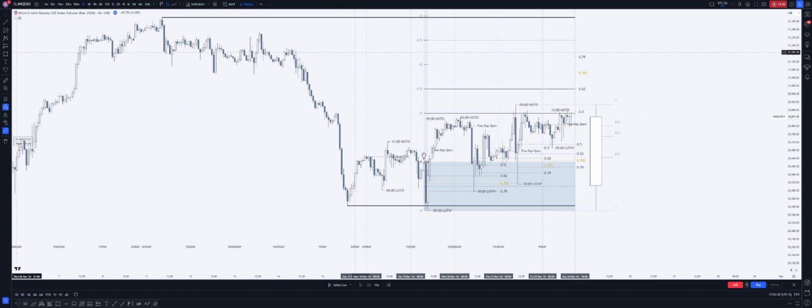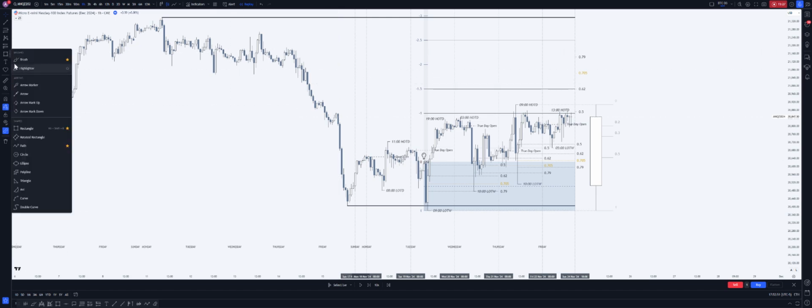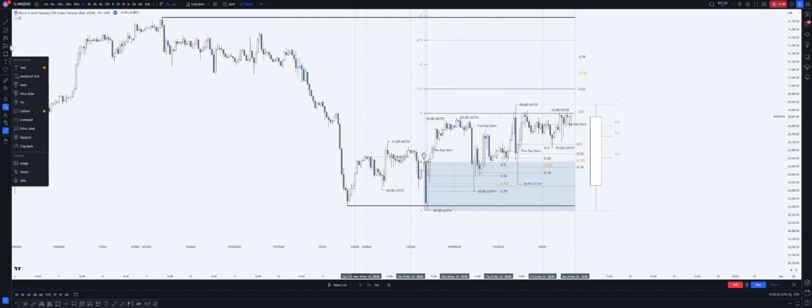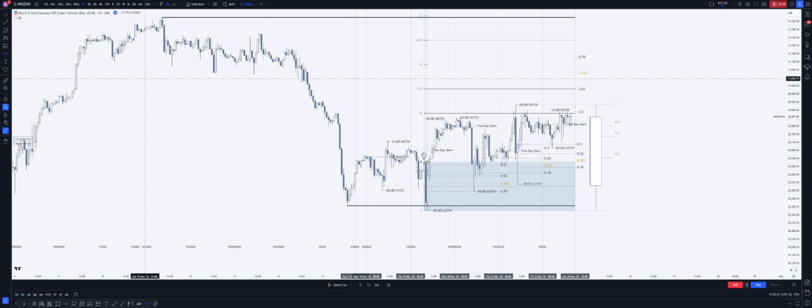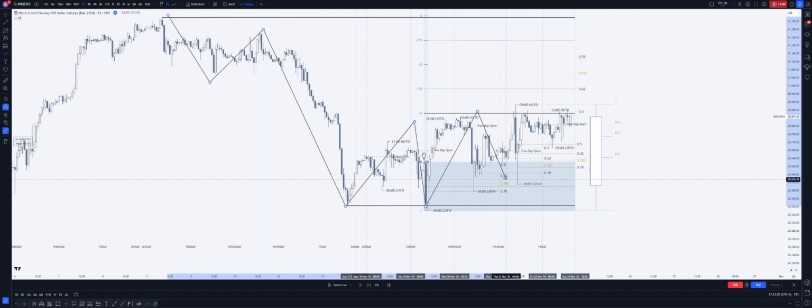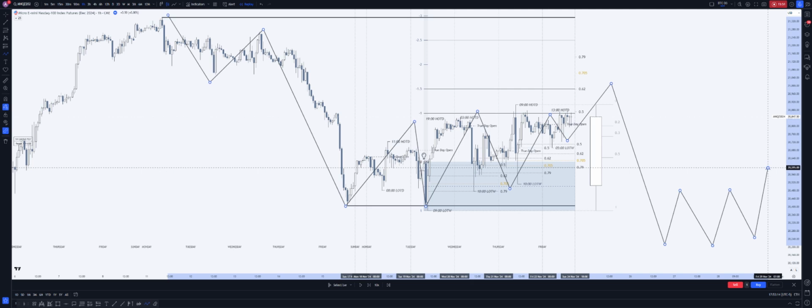Plausible market maker sell model. Here we go. Comes up, we expect a raid up here somewhere. Take out all these highs, continue down. Then price will do the same thing. Come up, raid, continue down until proved otherwise.